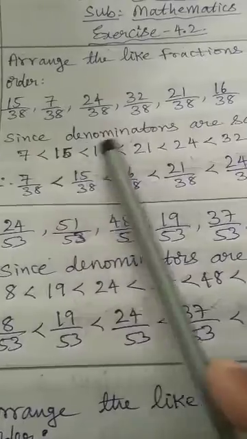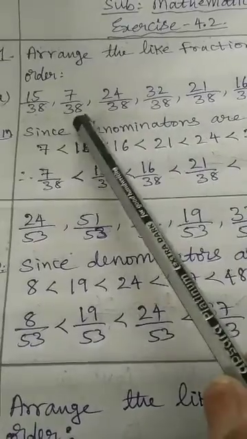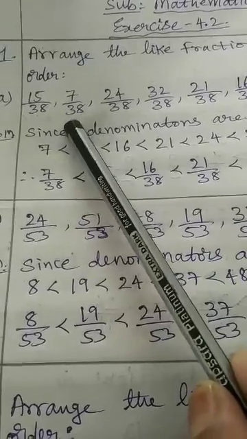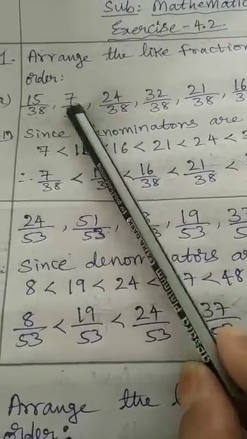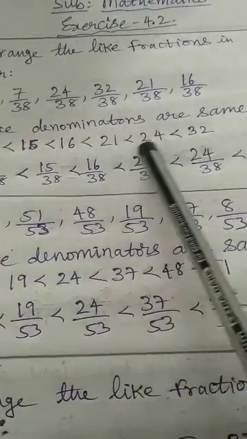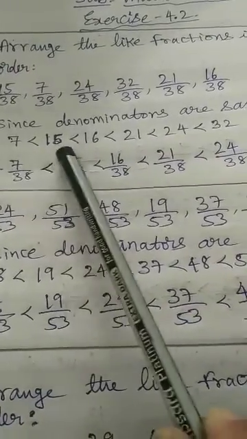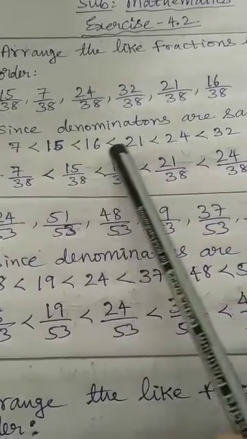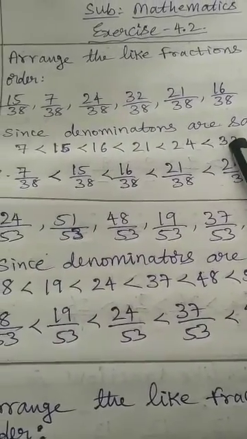For that solution, since denominators are same, so you have to arrange these numerators in ascending order. How to solve this? Since the denominators are same, you have to arrange the numerators in ascending order. So which is ascending order? 7, 15, 16, 21, 24, 32. See, these numerators are in ascending order from small to big, isn't it? 7, 15, 16, 21, 24, 32. From small to big. So this is ascending order.